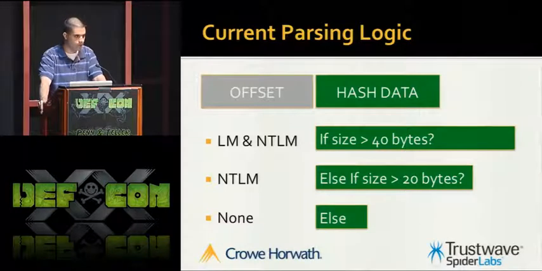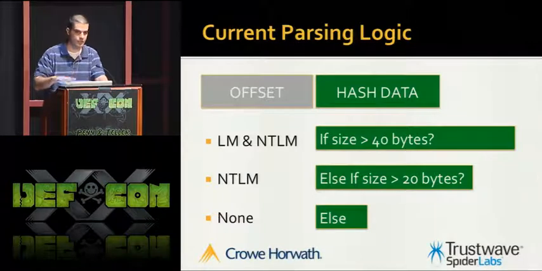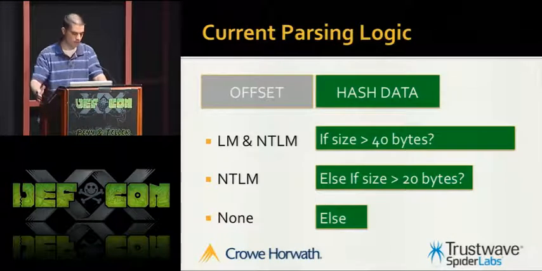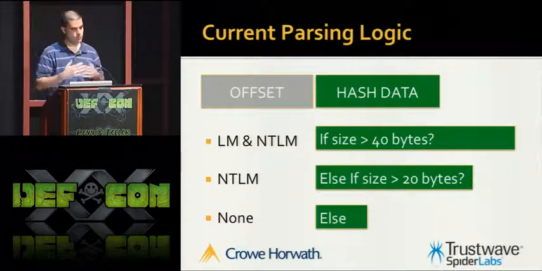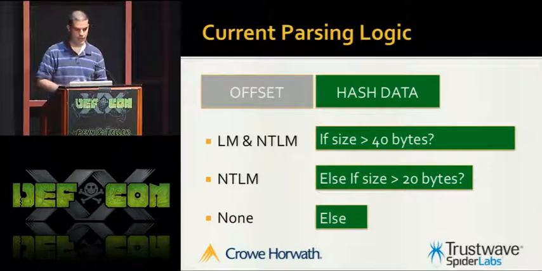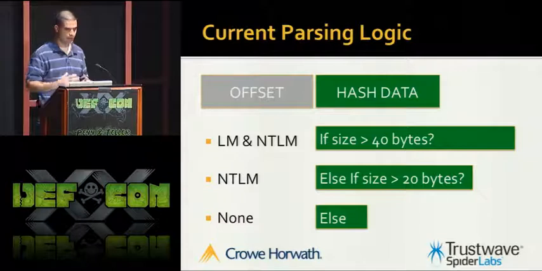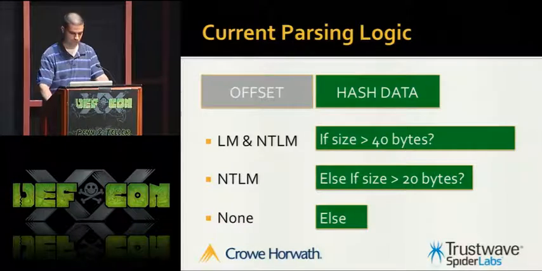Otherwise, if I'm only over 20, I've got just an NTLM hash, and therefore I will parse that hash data completely differently, or I don't have any hashes. So the main takeaway here is that the way I'm going to decide to parse out these hashes is by measuring the length of hash data, which inherently leads us to the flaw.